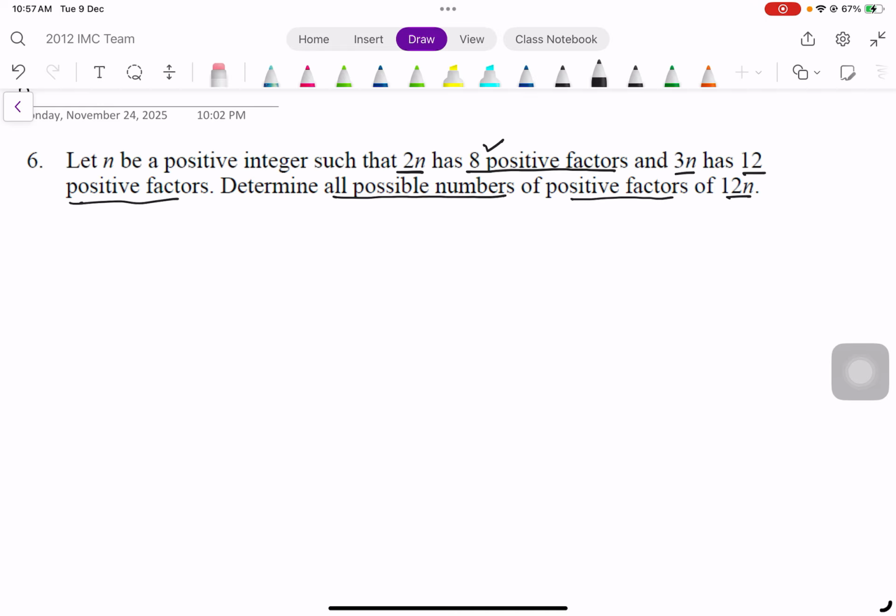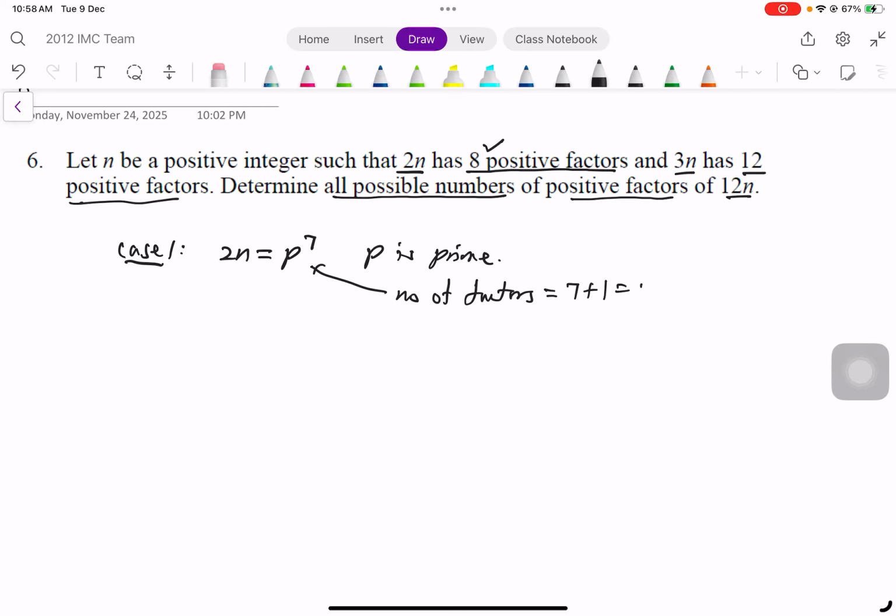That means case number 1. We can assume that 2n is actually p to the power 7. Then obviously p is a prime, because if you look at the number of factors, that will be just equal to 7 plus 1, and that will give you 8.